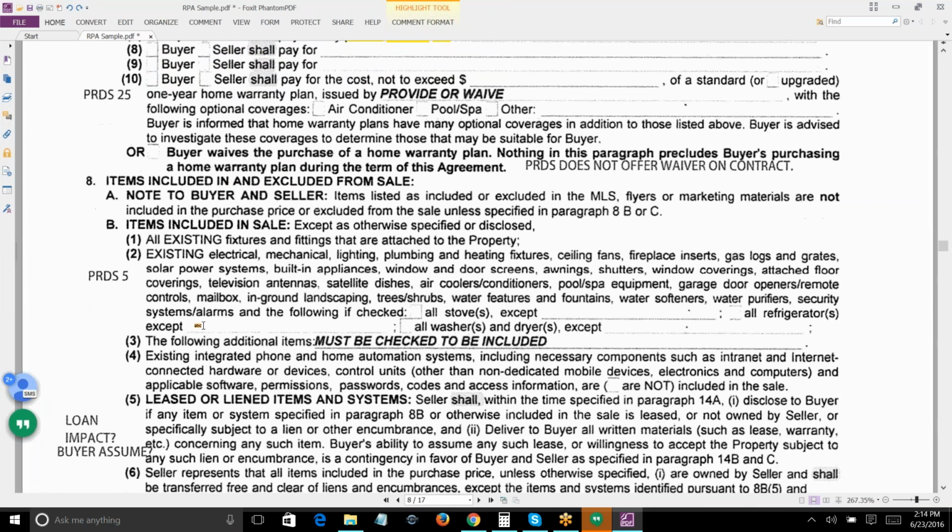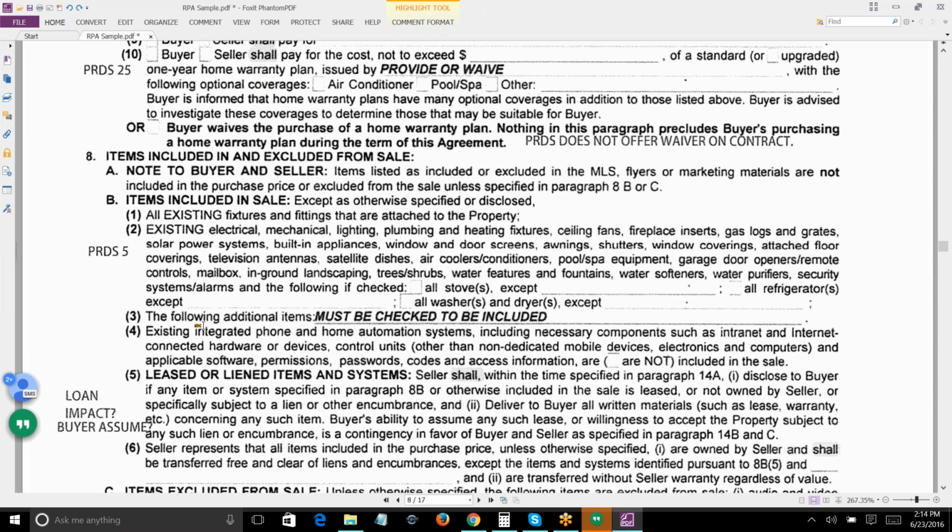Items included and excluded from sale. Items included in the sale: all existing fixtures and fittings. Existing electrical, mechanical, lighting, plumbing, heating, ceiling fans, fireplace inserts, gas logs, grates, solar power systems, built-in appliances, windows and door screens, awning shutters, window coverings, attached floor coverings.